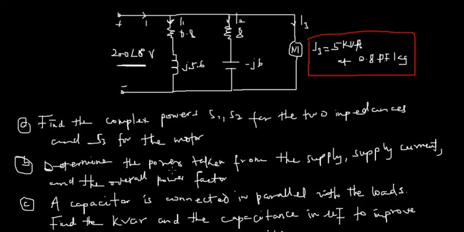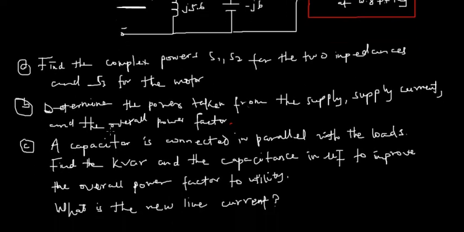And then we have to determine the power taken from the supply, the supply currents, and the overall power factor. And then last but not the least, we have to find a capacitor which is connected in parallel with the loads. Then we have to find the kVA and the capacitance in microfarad to improve the overall power factor to unity. And then we have to find the new line current.